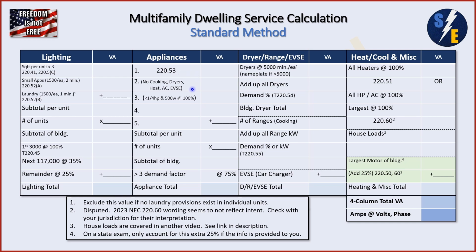And we're going to go through here. There are some exceptions that we'll talk about when we get to this point. But we're going to basically add them up, take our demand factor if we have one, and get an appliance total. Okay, then we move on to dryer, range, and EVSE.